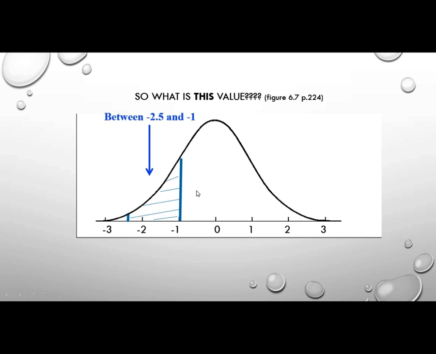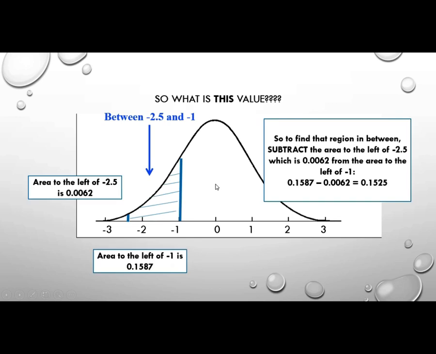But look at this. I want to know what's the probability between -1 and -2.5. There's this little piece that I don't care about, and then all this piece that I don't care about. I just want what's between here and here. So how do I do that? This corresponds to figure 6.7 on page 224. It's the third one to the right.